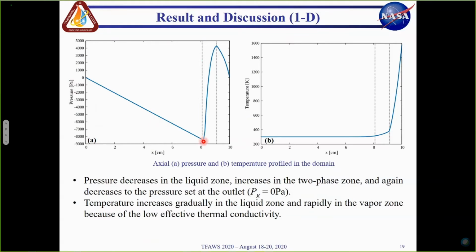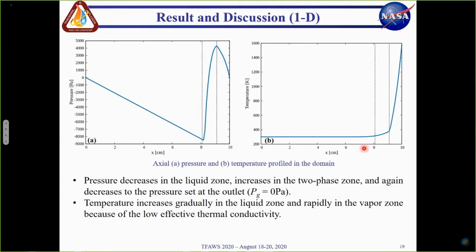This figure A here shows the pressure profile along the length of the domain. The pressure decreases at the liquid zone. As a result, the flow moves from inlet to outlet. Then at the two-phase zone, the pressure increases due to the capillary pressure, and also as the liquid converts into vapor, which includes this increase in pressure. Then the pressure decreases to the zero gauge pressure, which is the atmospheric pressure that we set for our case.